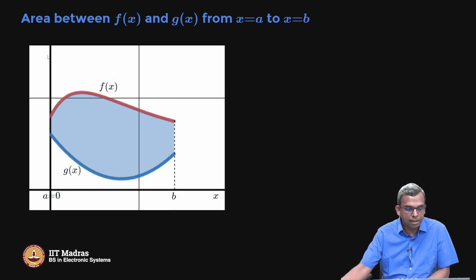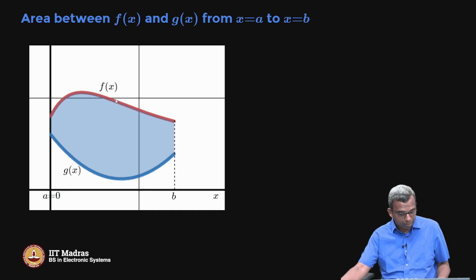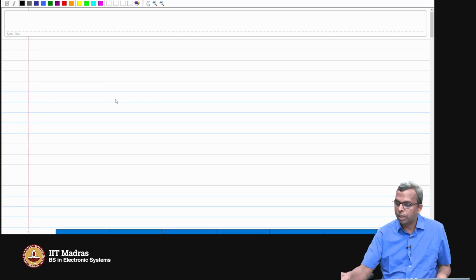x equals a is this line, which in this case could be 0. I have taken a to be equal to 0, but in general a could be anything. And then x equals b is this vertical line here. From x equals a to x equals b means x is greater than a and less than b, that is this whole region. And then I want the area between f of x and g of x. So, if you have to describe this region, how will you describe that region?